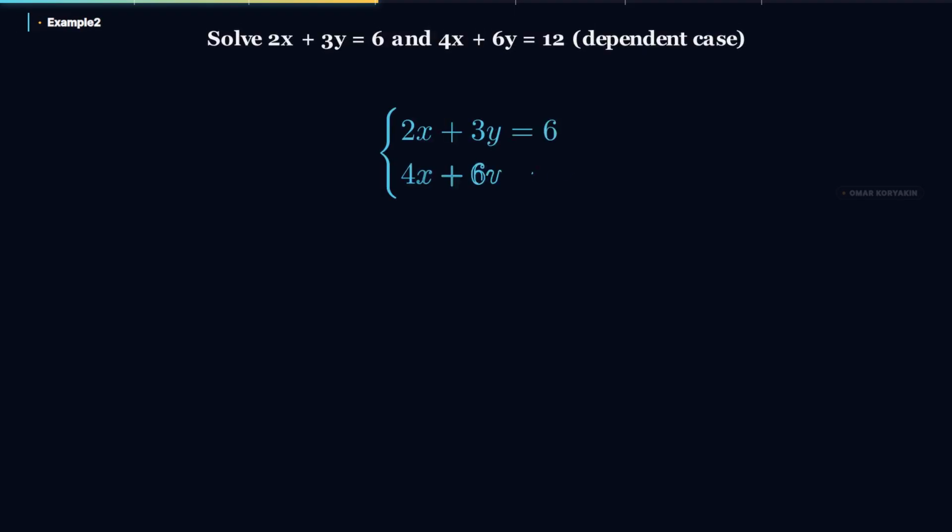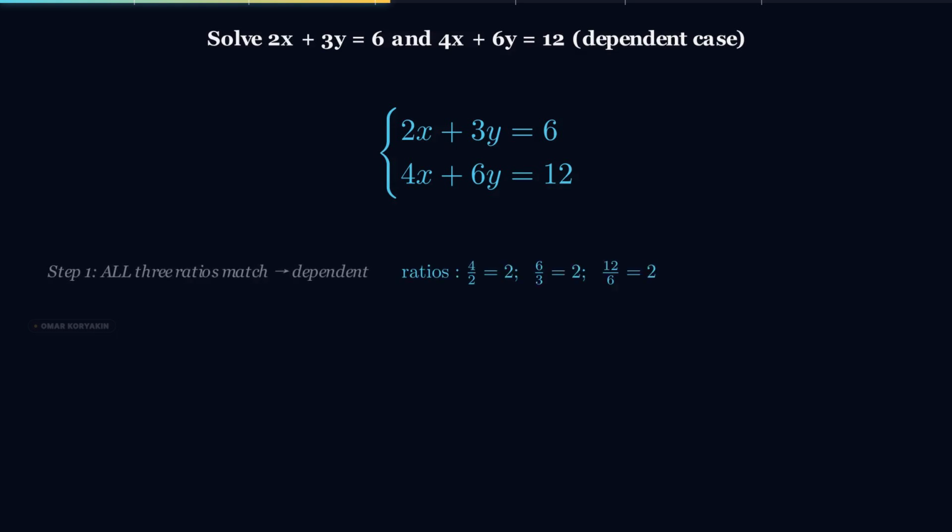Here is the second worked example. Solve the system 2x plus 3y equals 6 paired with 4x plus 6y equals 12 using the elimination method and identify the special case if any. Step 1. Run the proportionality check. Coefficient ratios: 4 over 2 equals 2, 6 over 3 equals 2. X and y coefficient ratios match. Constants: 12 over 6 equals 2. All three ratios equal 2. Left and right ratios all match. This signals the dependent case with infinitely many solutions.